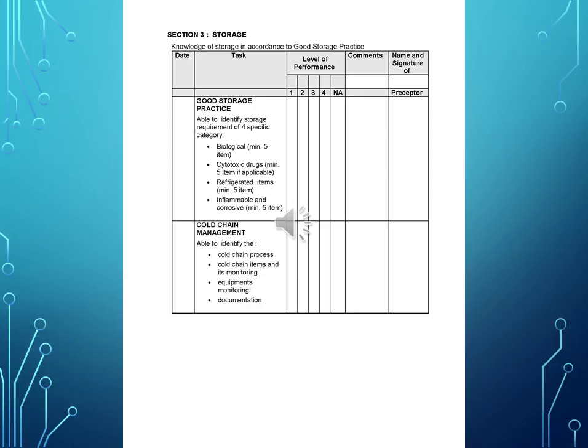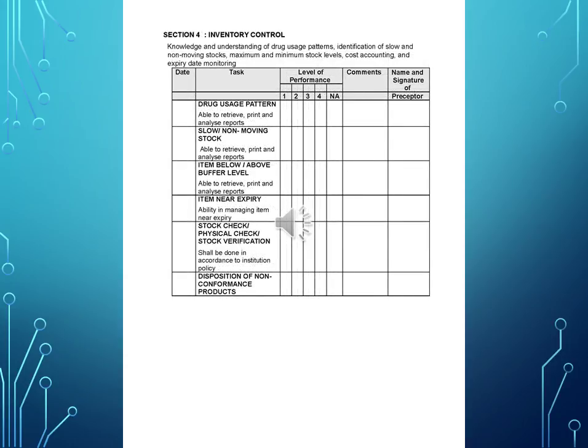minimum 5 items if applicable. Refrigerated items, minimum 5 items. Inflammable and corrosive, minimum 5 items. Cold chain management: able to identify the cold chain process, cold chain items and its monitoring equipment, monitoring documentation.